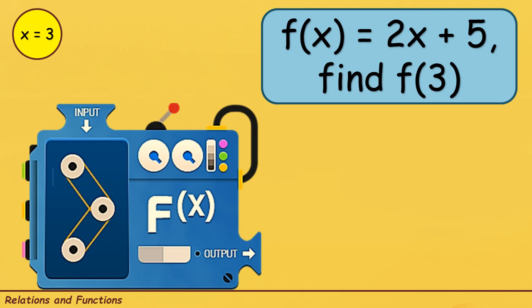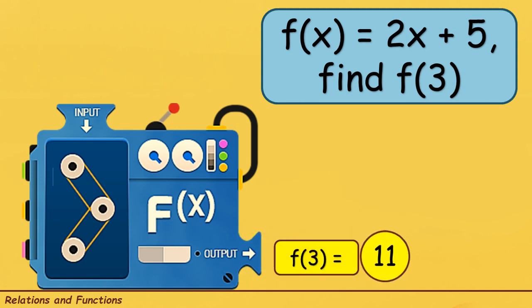Okay, time's up. So let us find f of 3. So f of 3 is equal to 11. If your answer is 11, then you are correct. So kung kukunin naman natin yung ordered pair nito, ito ay magiging 3, 11.